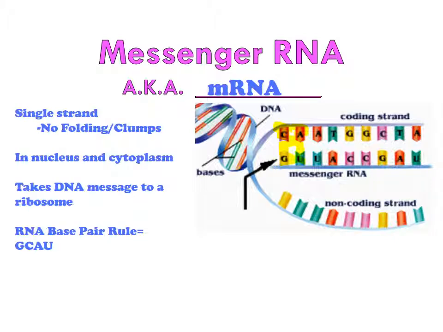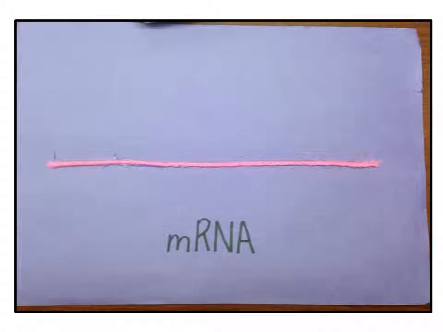And also remember, it is going to follow that base pair, our new base pair rule of GC and AU. This is a very simple representation showing you the shape of mRNA. Like I said, it looks like a piece of cooked spaghetti. This is actually just yarn on paper, but I wanted to give you a better visual of its shape.